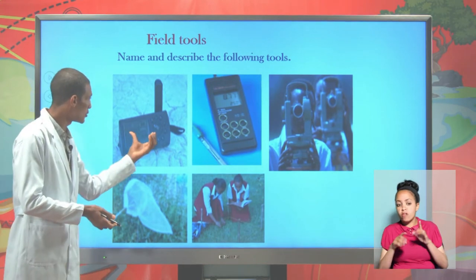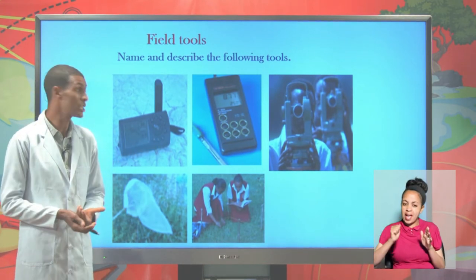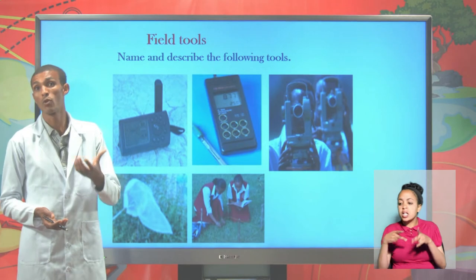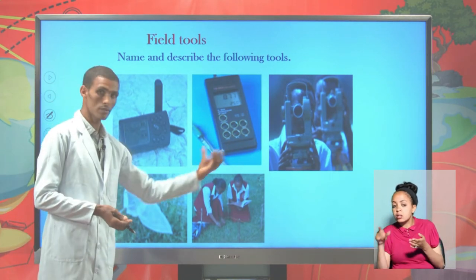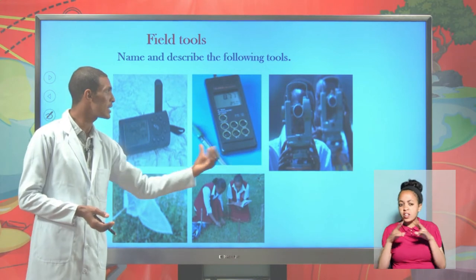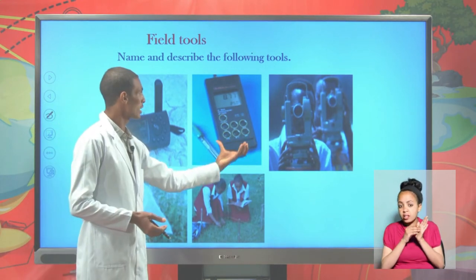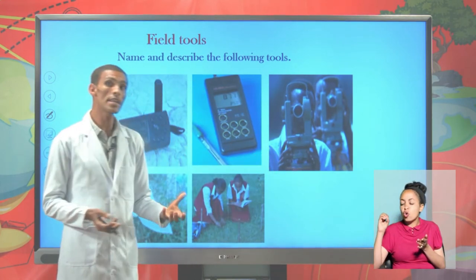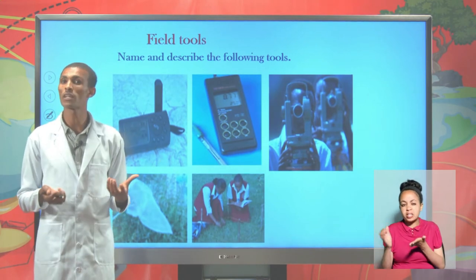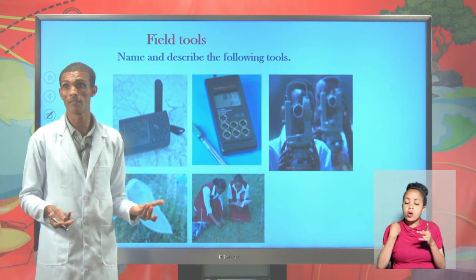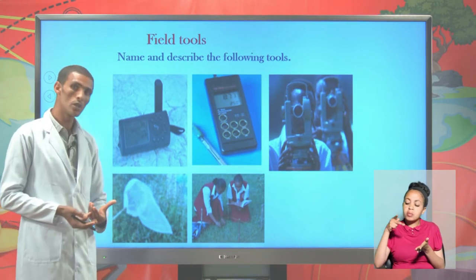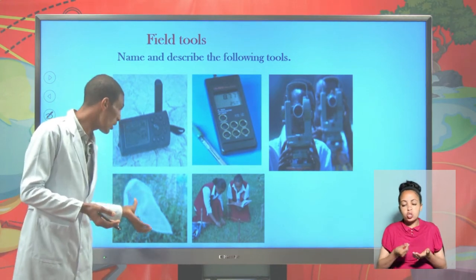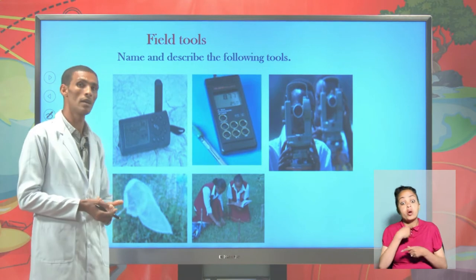For example, GPS, which means global positioning system, is very important to take an exact location map of an area from where data can be taken. Data loggers are very important in recording data. Theodolites are very important in taking the height or slope of an area that you are going to take data from. And a pH kit is very important to measure the pH of soil or water or the area from where we are going to take data.